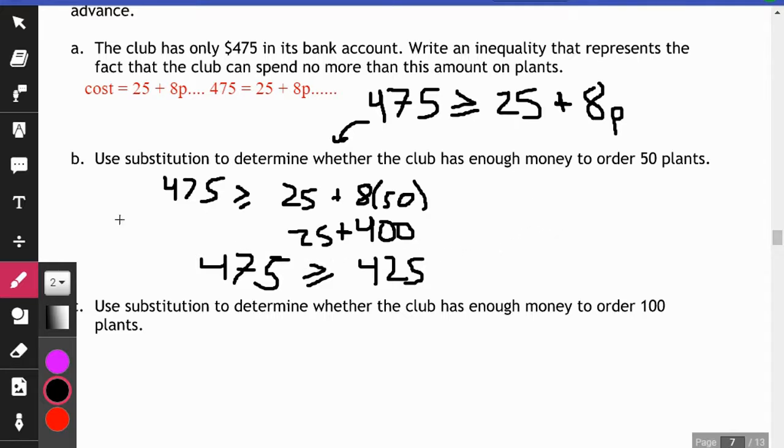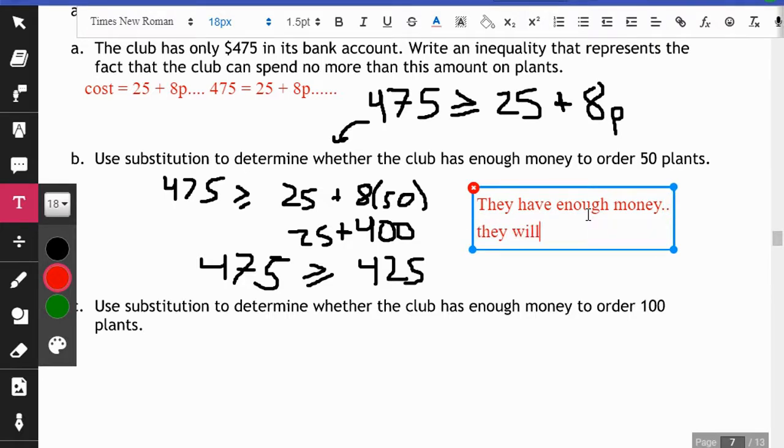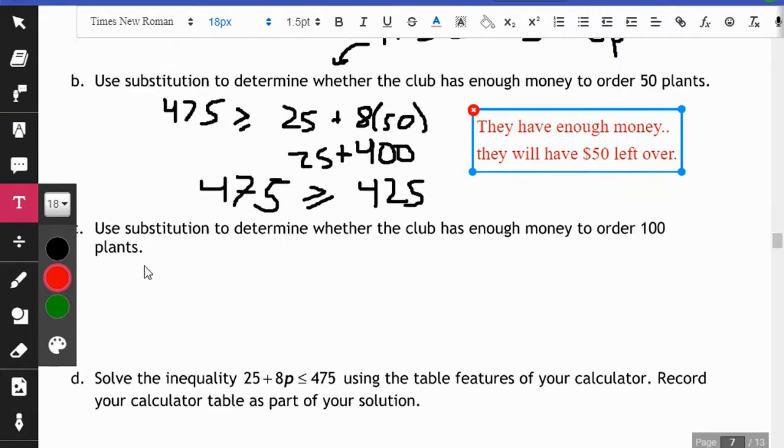Yep. So what does that mean? That means that it would only cost $425 to order 50 plants, so they have enough money. In other words, the cost is less than 475. They have enough money. They will have $50 left over, right? Okay, let's use substitution to see if 100 works.